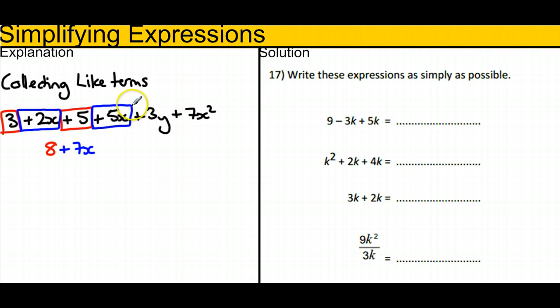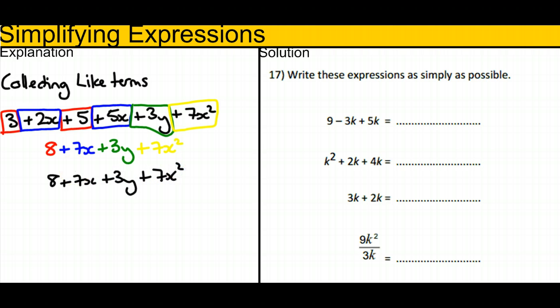Then I've got my y term. Now there are no other terms with just a number of y's, so that will stay just as it was. And then similarly you'll notice that we're just left with plus 7x squared. Probably worth just putting that in black because that yellow is a bit faint. And while it doesn't look particularly simple, that there is a simplified version of the original expression that I put up.